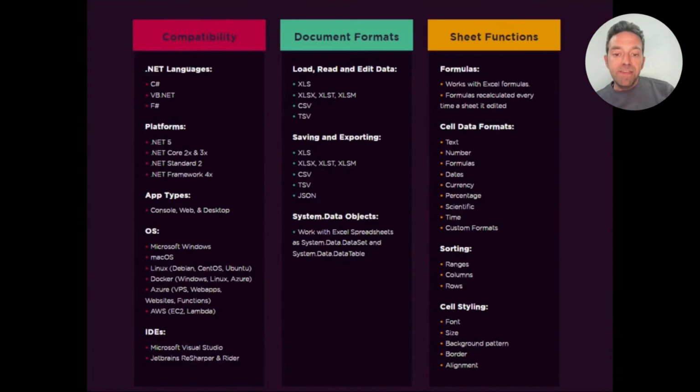IronXL offers saving and exporting in many formats like CSV, TSV, JSON, and other Excel formats. IronXL provides you the functions to format cell data, and it allows you to do cell styling like font style, font size, and other things. You can create and read Excel files. You can also edit already existing Excel files. It's compatible with almost all operating systems and all latest .NET frameworks.